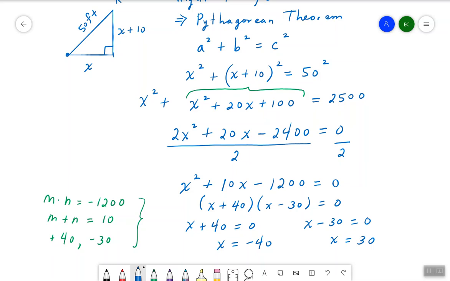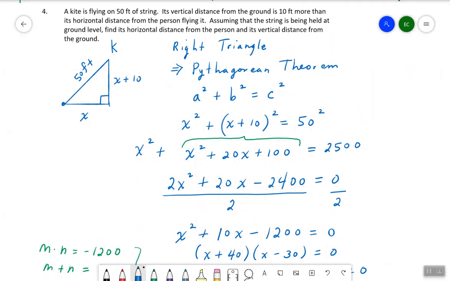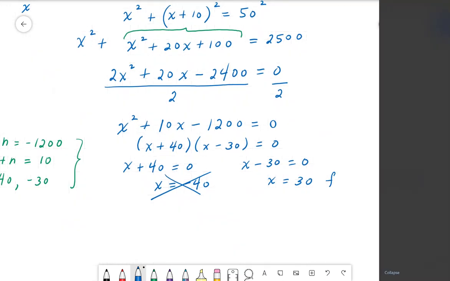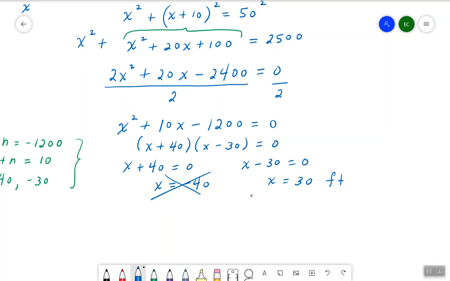Once again, just like in the previous problem, we need to make sure that our answer is reasonable. If we go back up, remember we're talking about distances, horizontal and vertical distance. And so distance is a positive number. And so the negative 40 doesn't make any sense in that context. So we have to throw it out. And then we can say there's only one answer, and that's for the horizontal distance to be 30. And make sure we've got the units, feet. And then the vertical leg would be x plus 10 or 40 feet.